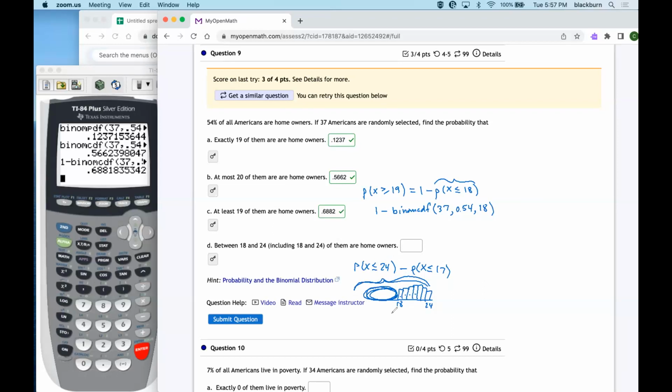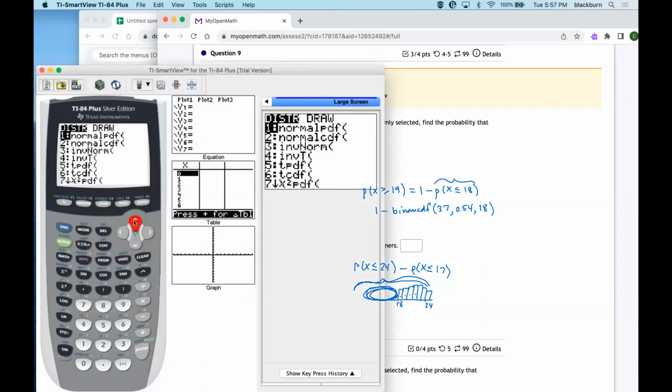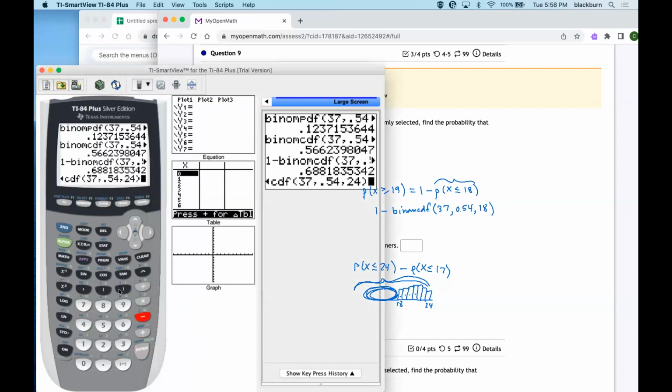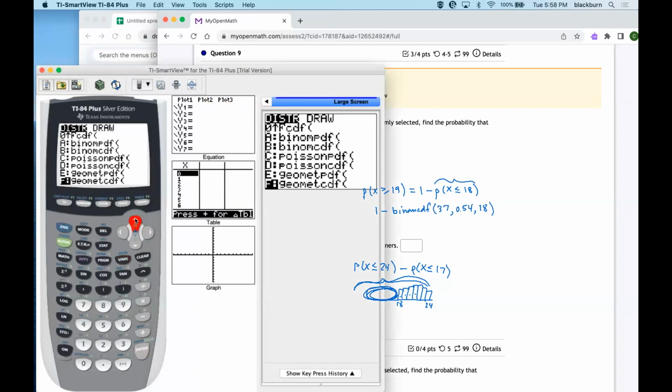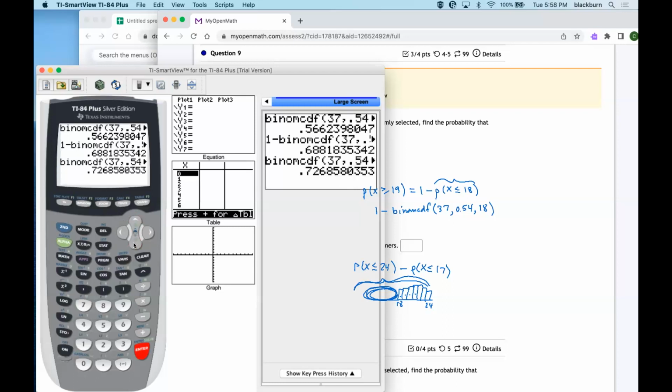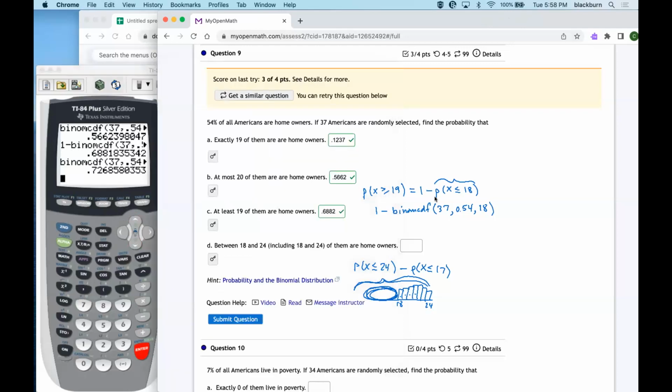All right, so to do that on our calculator, we would go distribution. I wonder if I go up instead. Hey, if I hit the up arrow, I get there quicker. So binomCDF, luckily it saves the trials and the p-value. Now I want to go to 24 right there. And then I subtract off second distribution using the up arrow and around the horn, binomCDF. This time, the same trials, same p-value, X value of 17 this time. Paste that bad boy. And we got 0.7269. So 72.69% of the time, between 18 and 24 people would answer that they're homeowners. 0.7269.